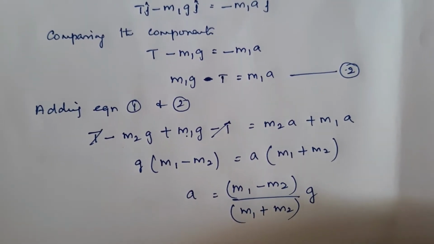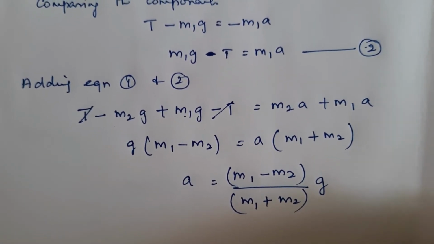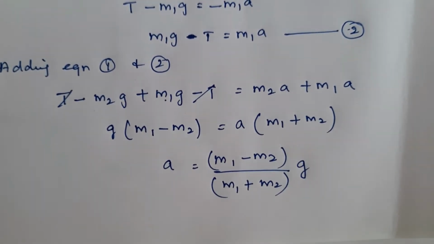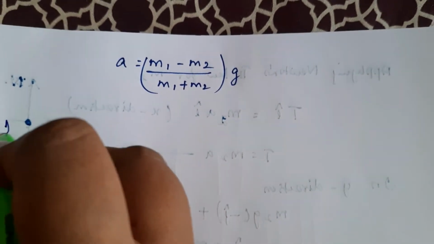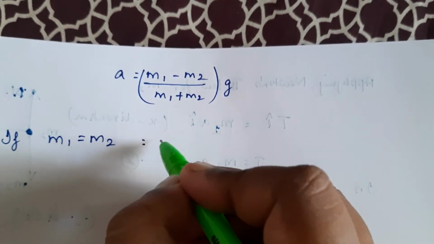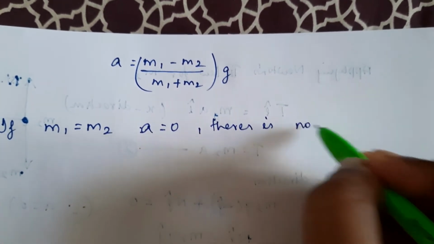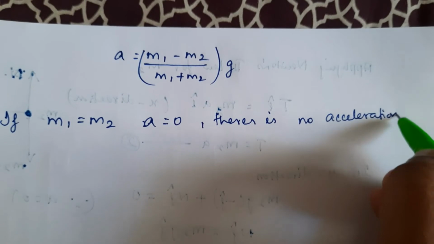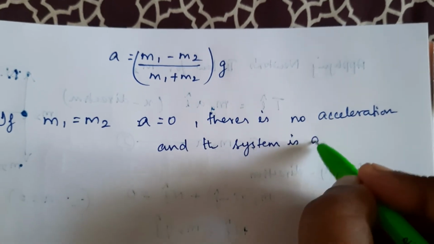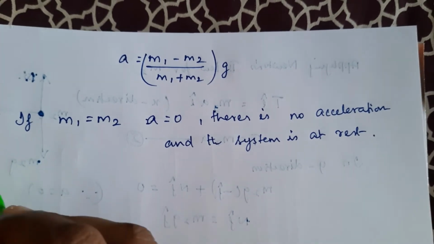Now we have got the acceleration: a is equal to (m1 minus m2) by (m1 plus m2) into g. Now if m1 is equal to m2, substituting m1 equal to m2 in this equation, then a will become 0. So there is no acceleration and the system is at rest.